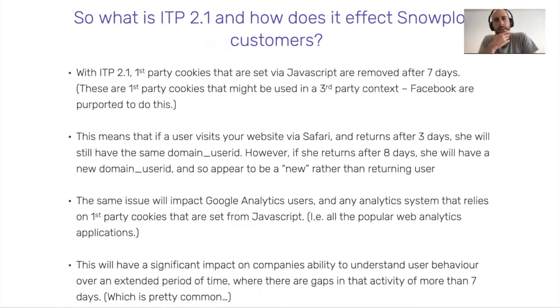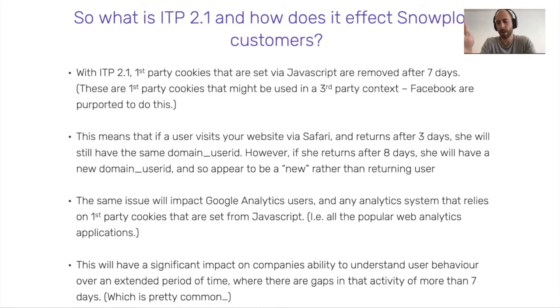So taking that context and putting it to one side, let's dive into what you are probably most interested in, which is what ITP 2.1 is, how it affects us, and what we should do about it. To get very clear on that, with ITP 2.1, first-party cookies that are set by JavaScript are removed after 7 days.